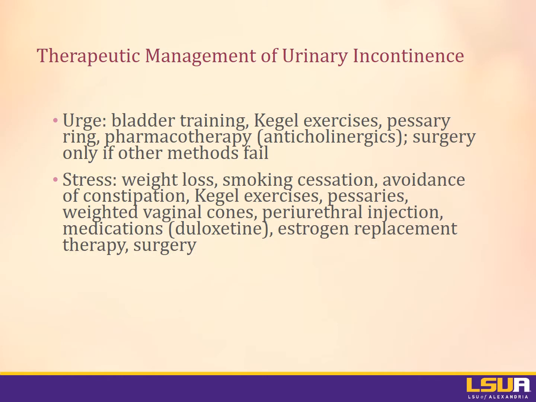So, for urge urinary incontinence, we can train with bladder training or Kegels. There may be a pessary that she can use, or an anticholinergic, or surgery if all of these other methods fail. For stress, we are going to see if maybe she'll lose some weight, stop smoking, not get constipated, and do some Kegels. They may try pessaries first, or vaginal cone, injections, or duloxetine, a medication often used. It's also used for depression, to see if it helps, or estrogen therapy, or surgery.